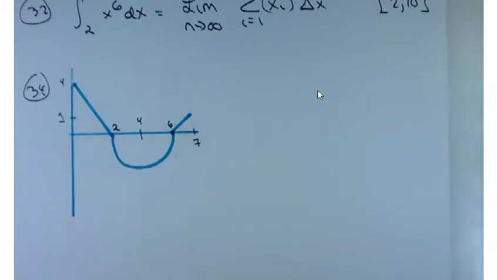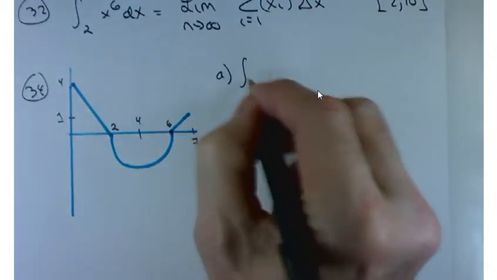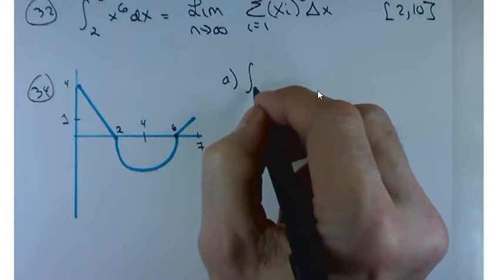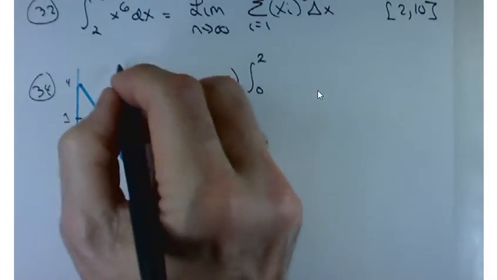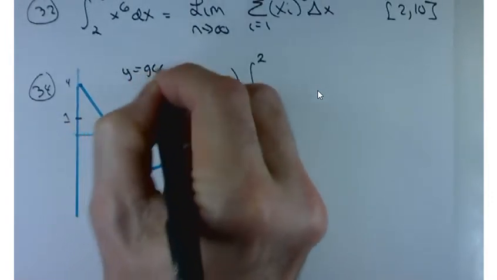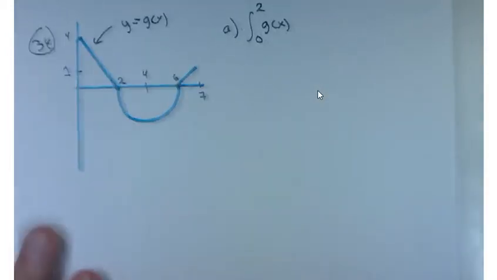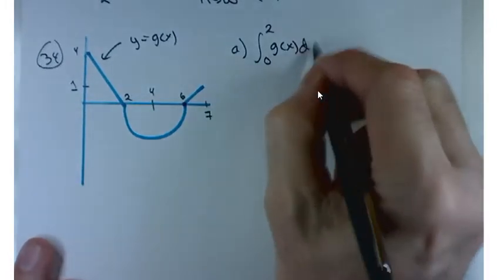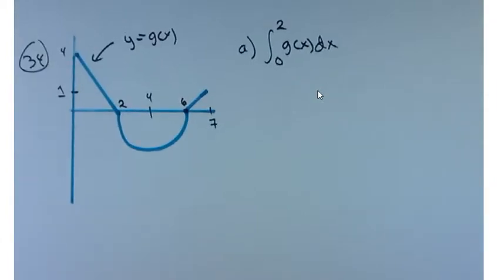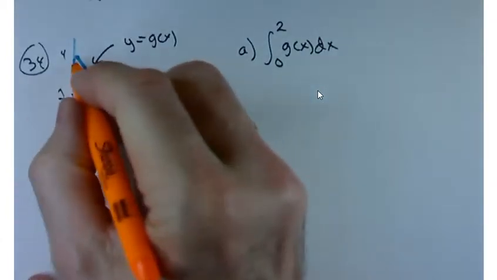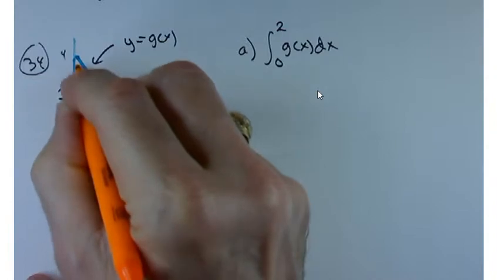And they ask us several different questions about this. First of all, the integral from 0 to 2 of our function, and they call this function g of x. So y equals g of x is what's graphed here. dx. Please put the dx's by your integrals, please. And I'm not going to try and explain exactly why, but I do want to see that there. So really what they're looking for is this right here. Is this area.